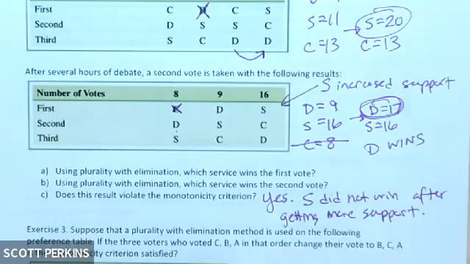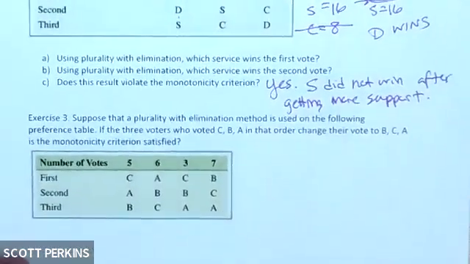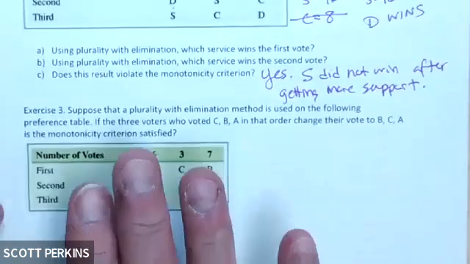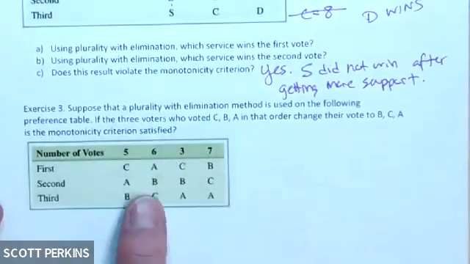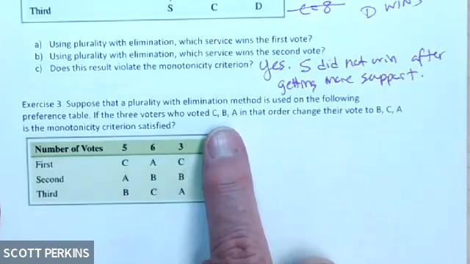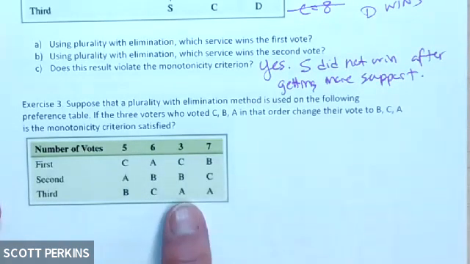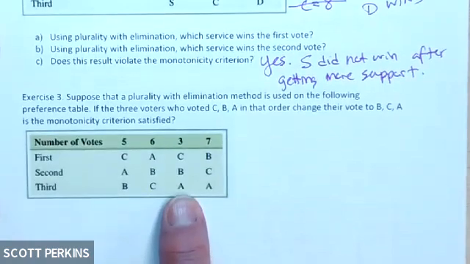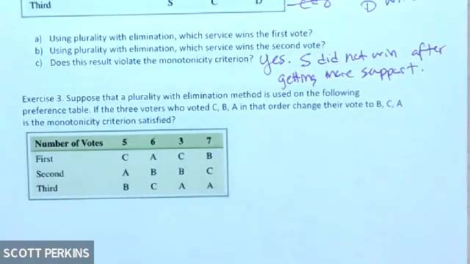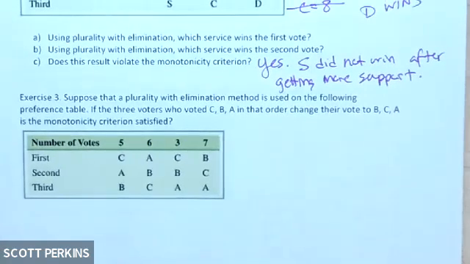All right, so last problem for this section. Same sort of thing. Exercise 3 says, suppose you use plurality with elimination again. So you're going to do plurality with elimination on that table as it stands right now, the first election. Then I tell you that the 3 people that voted CBA, this column right here, changed their vote to BCA. So apparently B is getting more support.